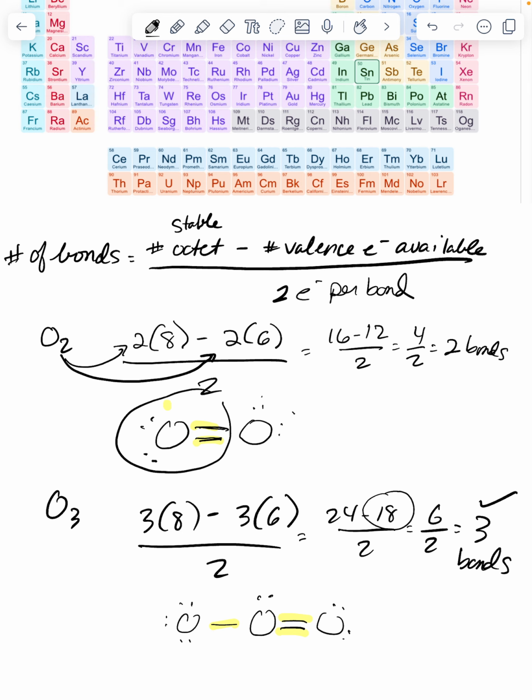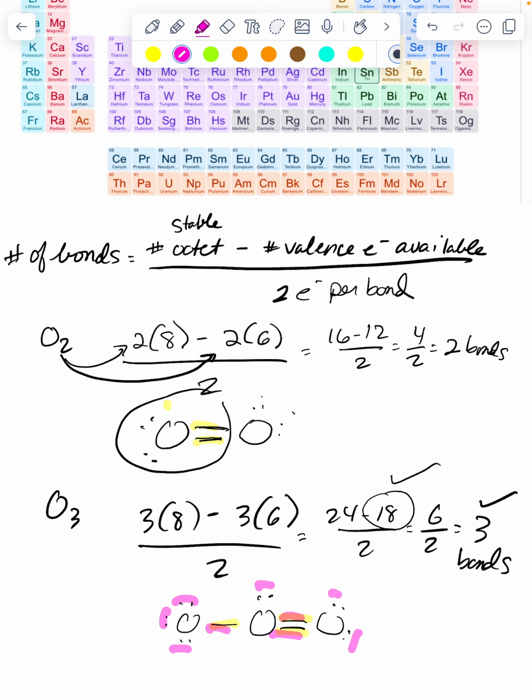All right, double check to see that we have 18 electrons. I'll do that in red, pink. So 2, 4, 6, 8, 10, 12, 14, 16, 18 electrons. That's how many we had to give out, and that's how many we have, and everybody has a full octet. It really helped to start by knowing that we needed 3 bonds.